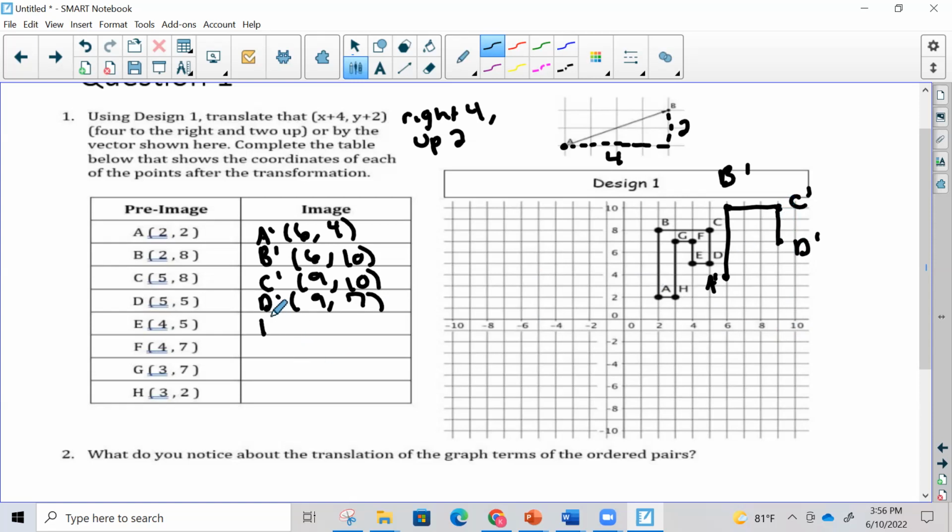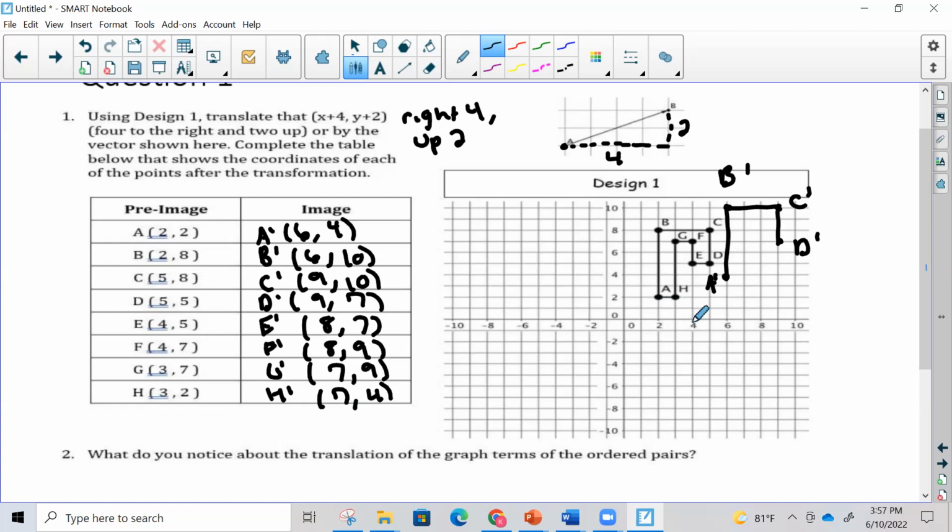Okay, so E, I find it easier to add first and then check it, but it's completely up to you which order you do. So E, 4 plus 4 is 8. 5 plus 2 is 7. I'm just going to do each one. So F, 4 plus 4 is 8. 7 plus 2 is 9. G, 3 plus 4 is 7. 7 plus 2 is 9. And then H is the last one. 3 plus 4 is 7. And 2 plus 2 is 4.